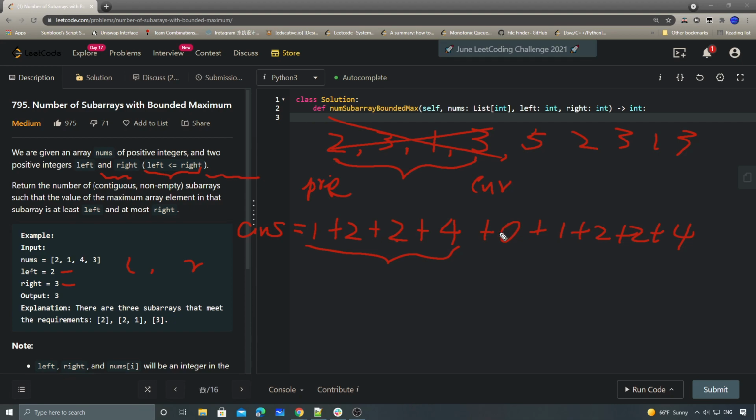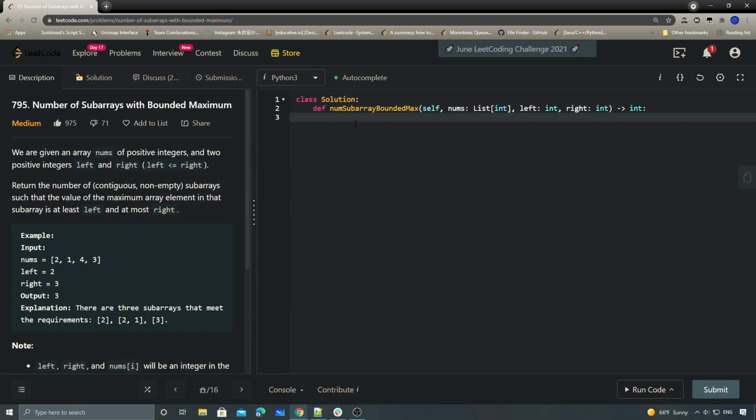And lastly, when we see a number greater than right, then we know it's time to reset everything. Basically, we reset this pre to this one, and then we start everything all over again. Cool. So I think that's the whole idea. As you can see, this one is not as easy as it seems at first glance. But once you figure this out, the implementation is super short. Okay, so then let's do it.